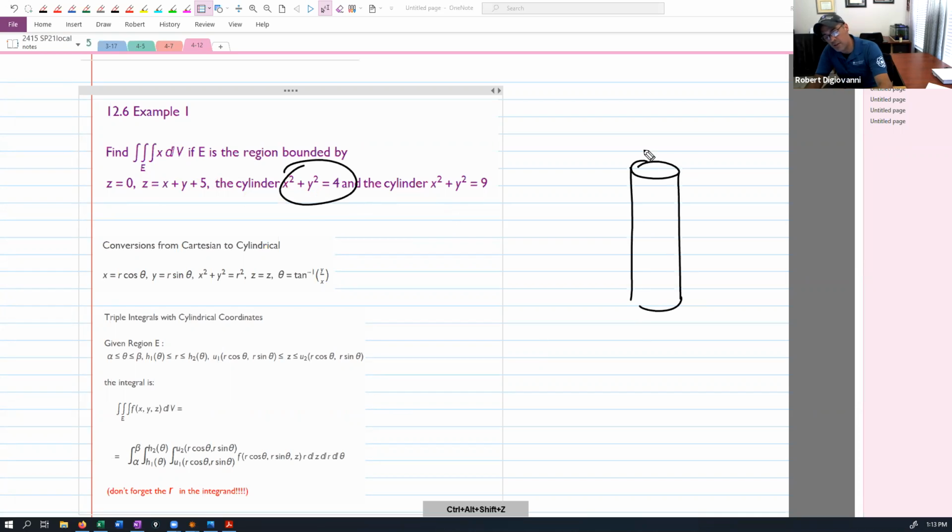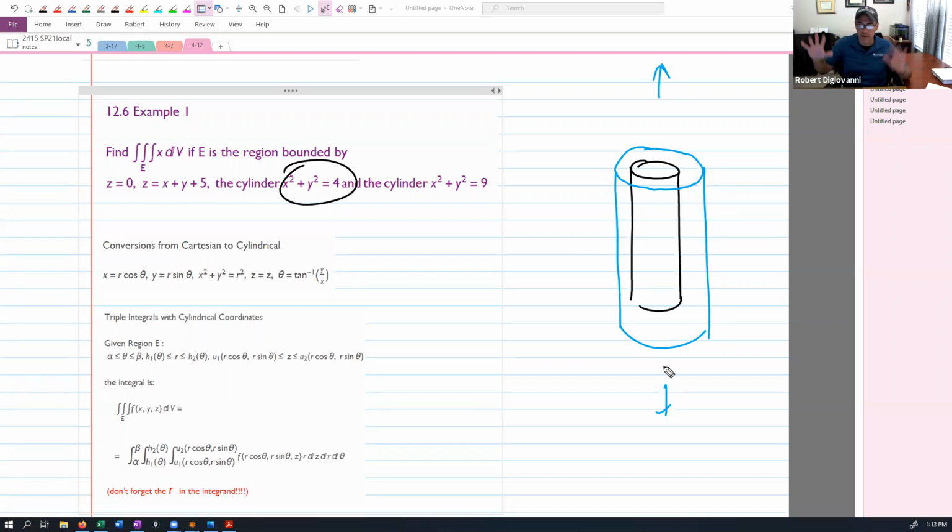I have another cylinder that's a little bit bigger. Now remember, these cylinders just keep going up and down forever. I'm just trying to get an idea what they look like. So that's this one. I've got a plane, right? Now that plane, is it flat? Is that plane flat or straight up or horizontal?